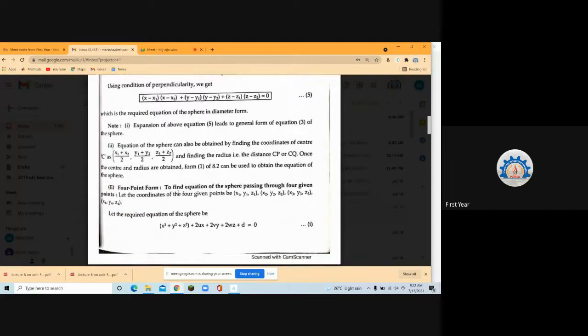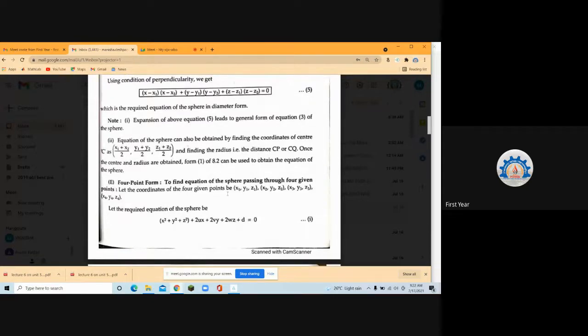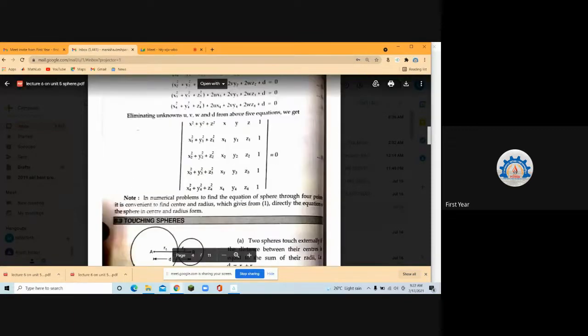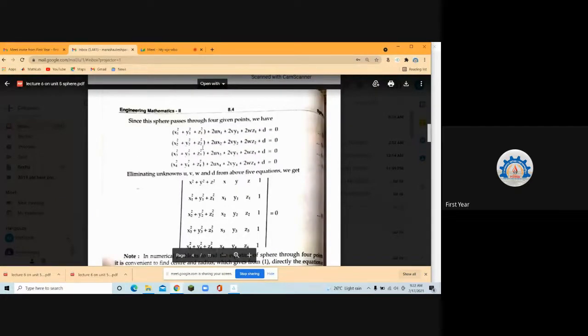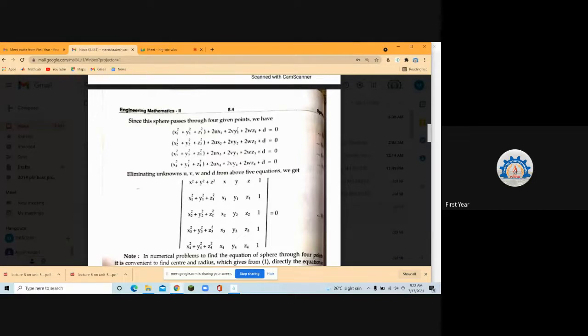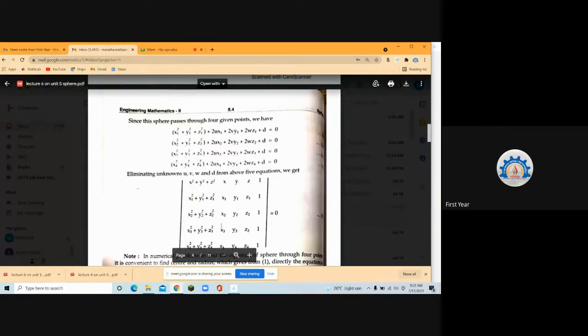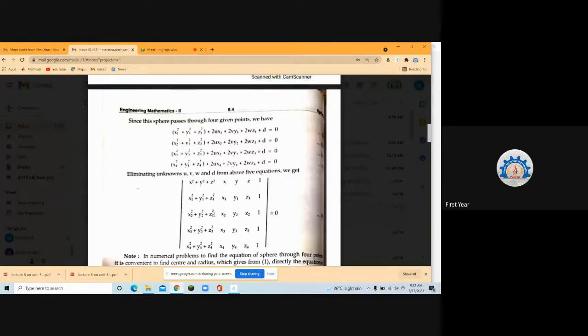Further, there is equation of sphere through 4 points. So how do we do that? We put these points in the general equation of the sphere. We try to get the conditions and try to eliminate u, v, w here. When I'm substituting the point x1, y1, z1, we'll get these 4 equations. And if I try to eliminate u, v, w, we make use of a determinant and equate it to 0. This is one way to do it.